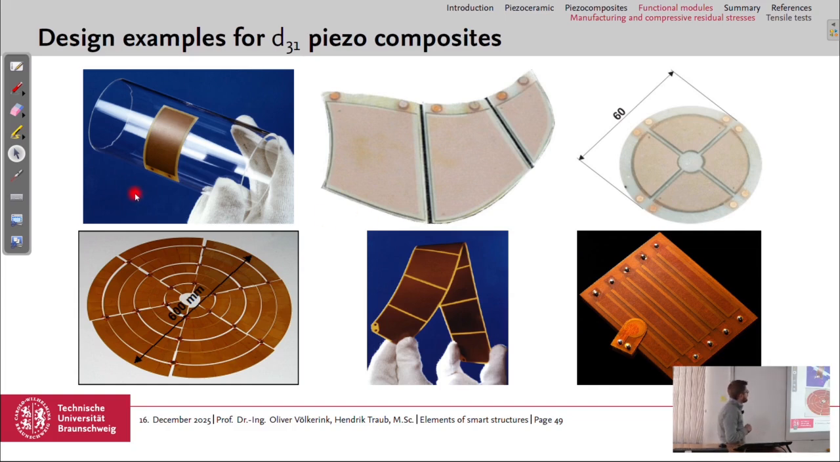And with this, we are at different design examples. You already know this from the satellite reflector from the beginning. This is similar to the one we have seen in the video. But we can also have not rectangular, but arbitrary shapes cut out. And here you can also see that these actuators, if they are thin, are really bendable and do not break.